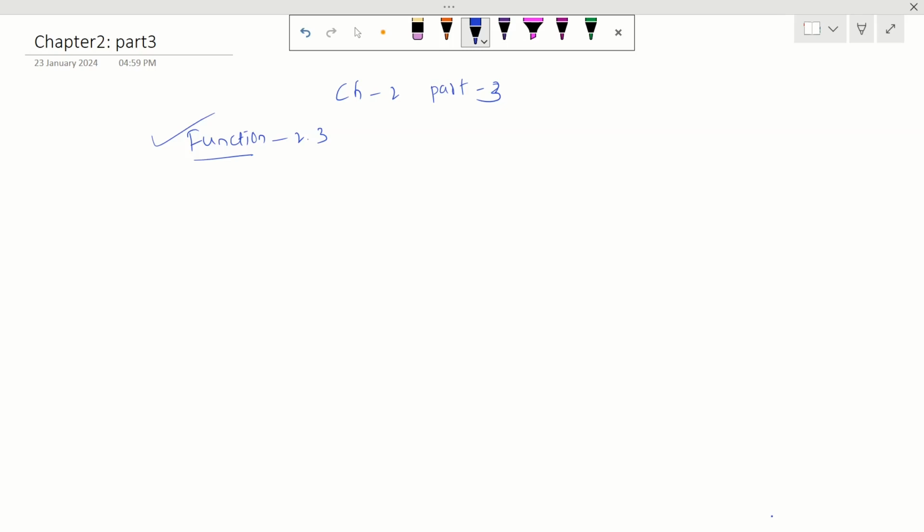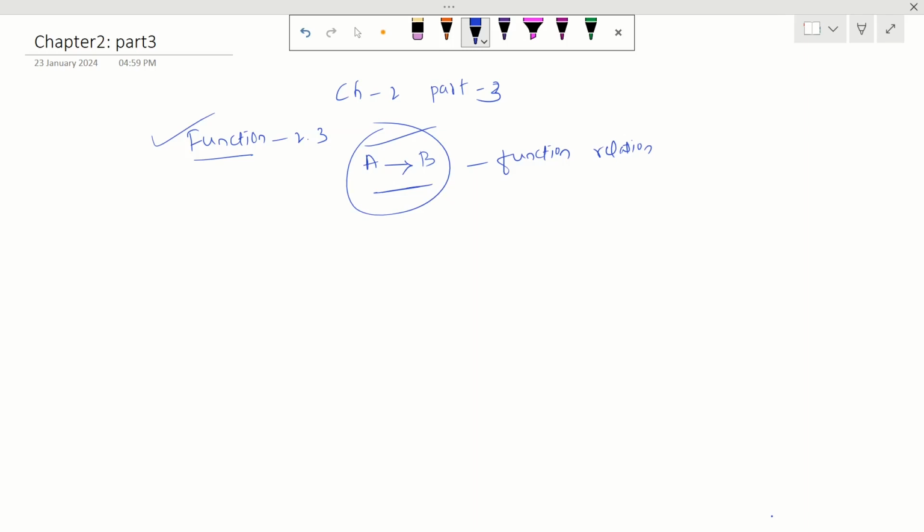Forget about the previous definitions. Now we'll be redefining the functions correctly. What is a function? Suppose I'm saying here two sets A and B. I'm saying from set A to B is a function relation. Then I will write it in a symbol, A to B. So this means A to B has a function relation.